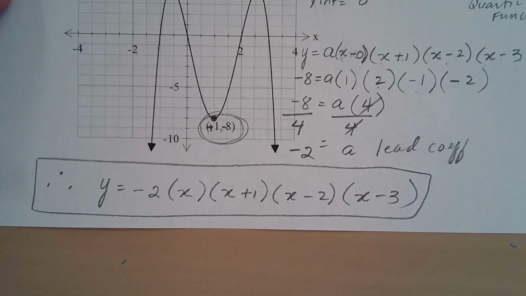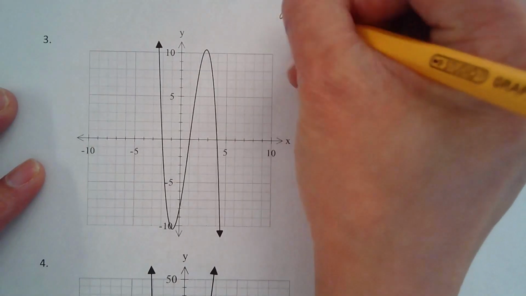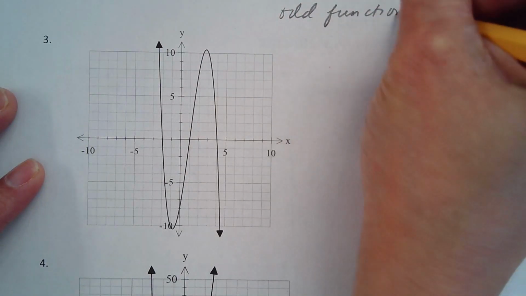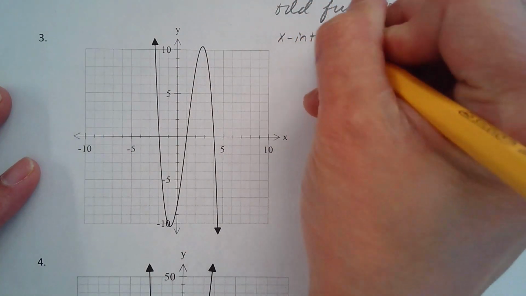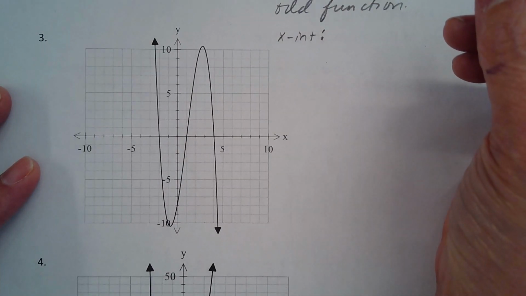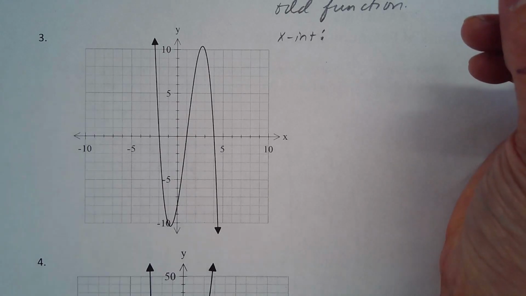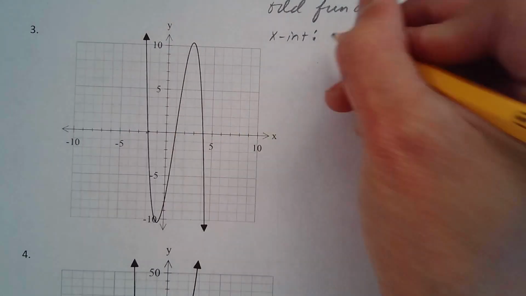Good? Okay. Let's take a look at this. Number 3. What is this, an odd or even function? It's an odd function. Okay, let's take a look at the x-intercepts first, because that will tell us the degree. What are the x-intercepts? It's minus 1. Sorry. The x-intercept is minus 2.